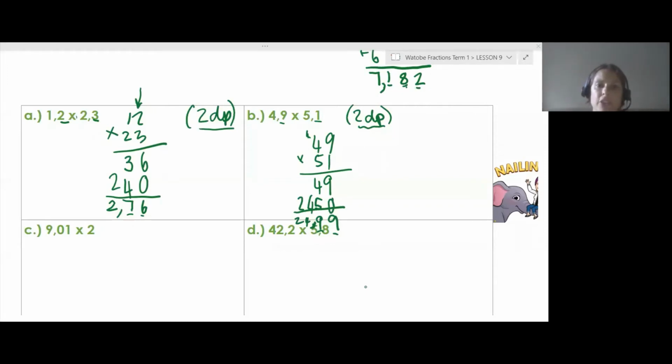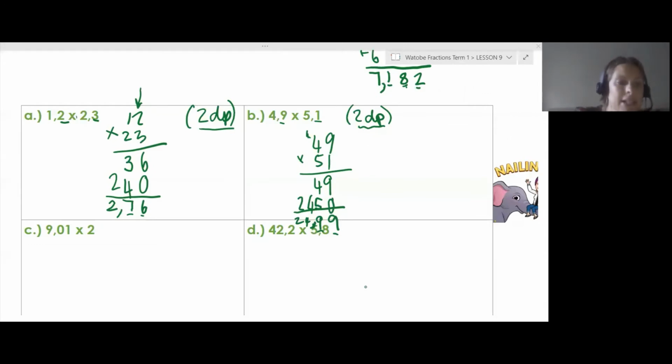If you have a question about how to do this, what you first need to do is watch the lesson from Monday. It's on the website because we did this on Monday as well. And then you're going to practice. The biggest trick is to remember how many decimal places there are altogether in the sum, and that will be how many decimal places must be in your answer.